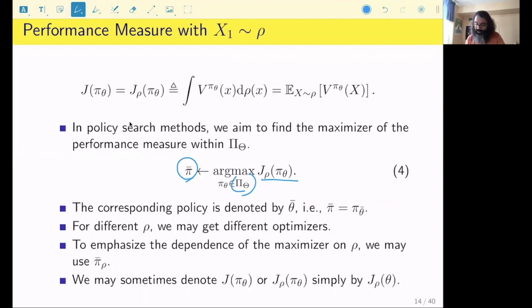Okay, so as in the case of a single state, if I choose a different rho, we may get different optimizers. So pi bar would be a function of rho. If I want to emphasize the dependence on the initial state distribution, I should write pi bar of rho. And as I mentioned in the previous slide, I may simply use J of rho of theta instead of specifying that this is for pi. Okay, any question?